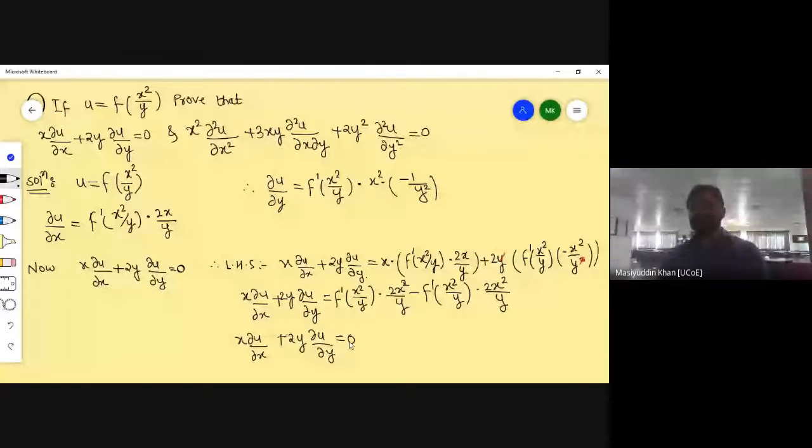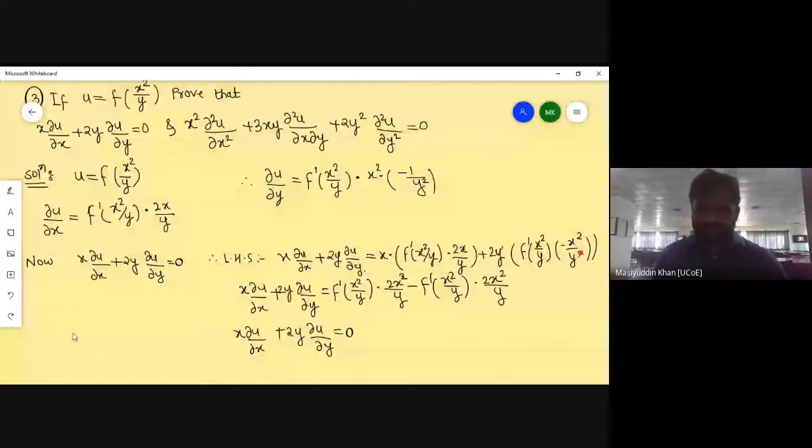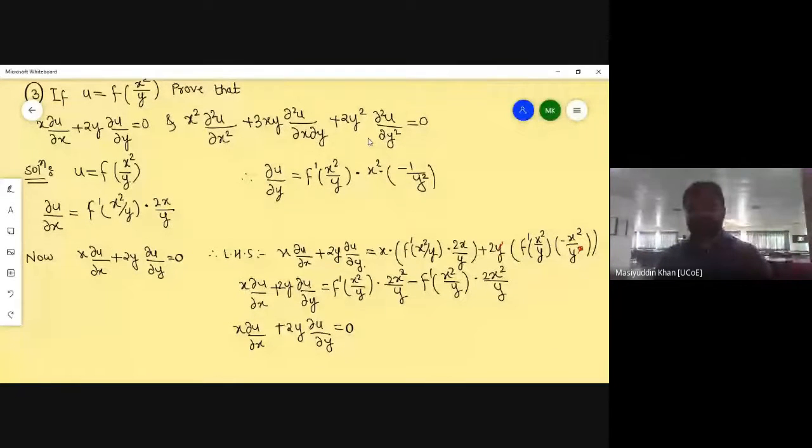Hope it's clear to everyone. If anyone has a doubt in the first part, you can ask. We just differentiate the function and we just add the function, whatever the condition is given. Now proceeding with the second part, here the double derivative is given, just like earlier we applied.